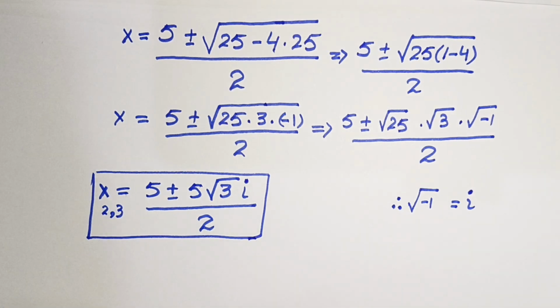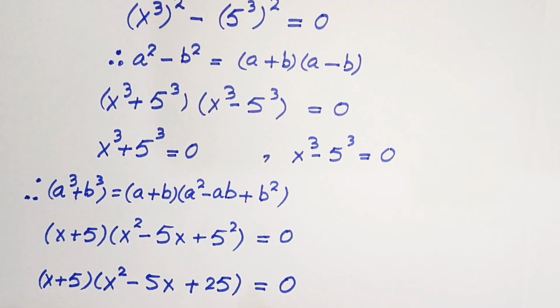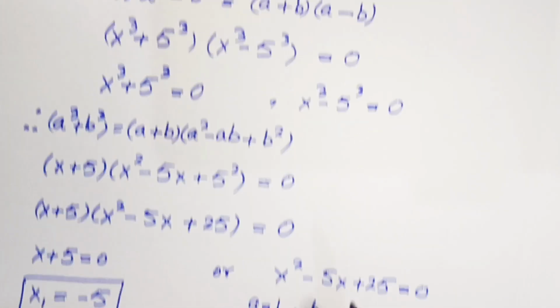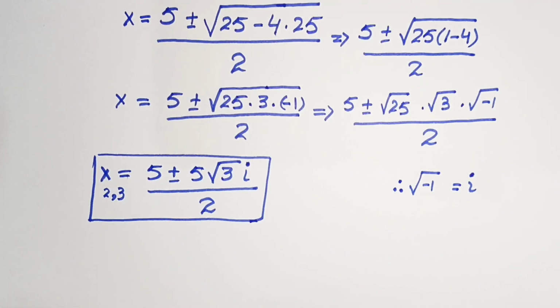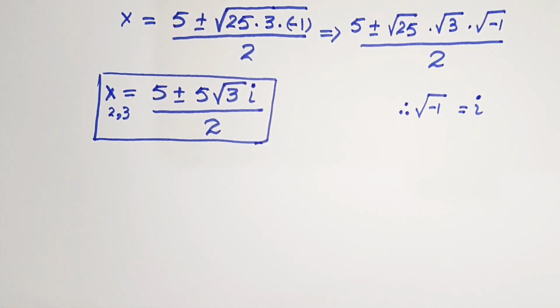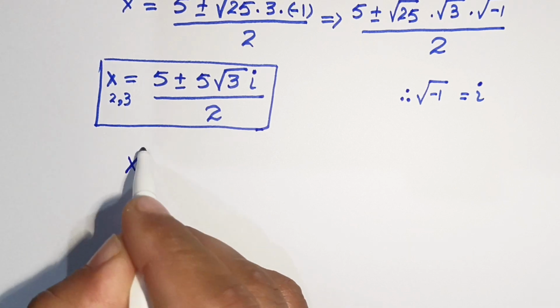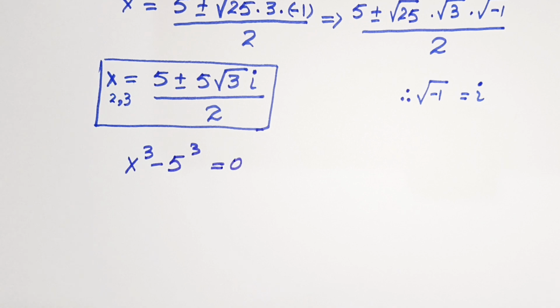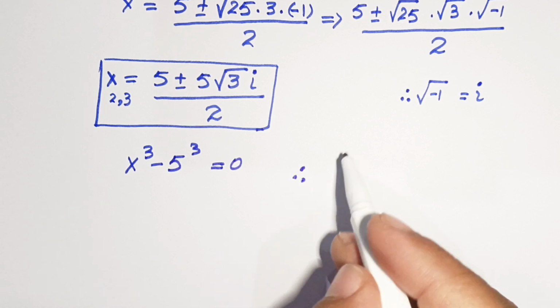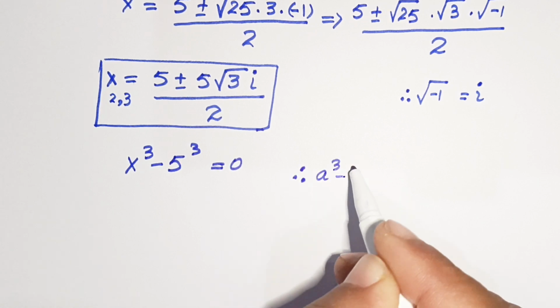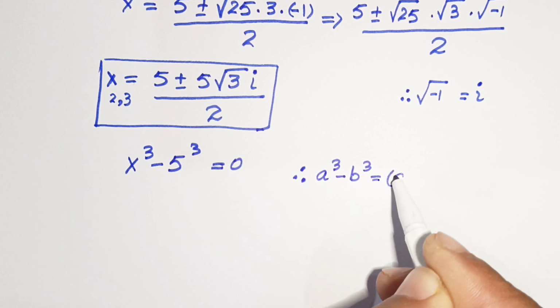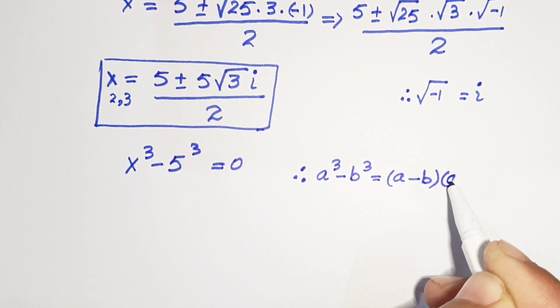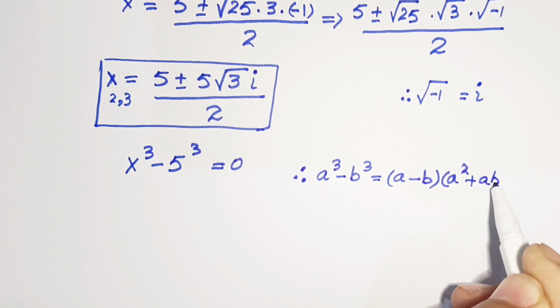Now we are going to solve our second case, that is x cubed minus 5 cubed is equal to 0. So here x cubed minus 5 cubed is equal to 0, and we know by using the algebraic formula that if we have a cubed minus b cubed, then it will be equal to a minus b times a squared plus a times b plus b squared.